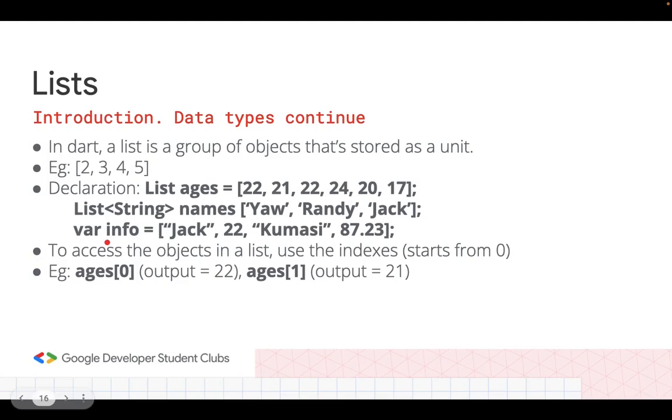This is the continuation of the data types we started last week. We talked about integers, numbers, doubles, and then strings and booleans. So we are continuing with lists.